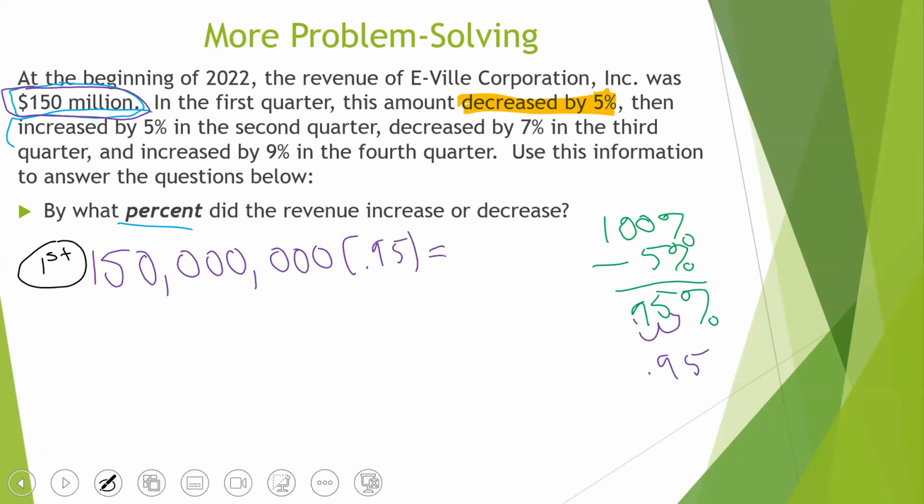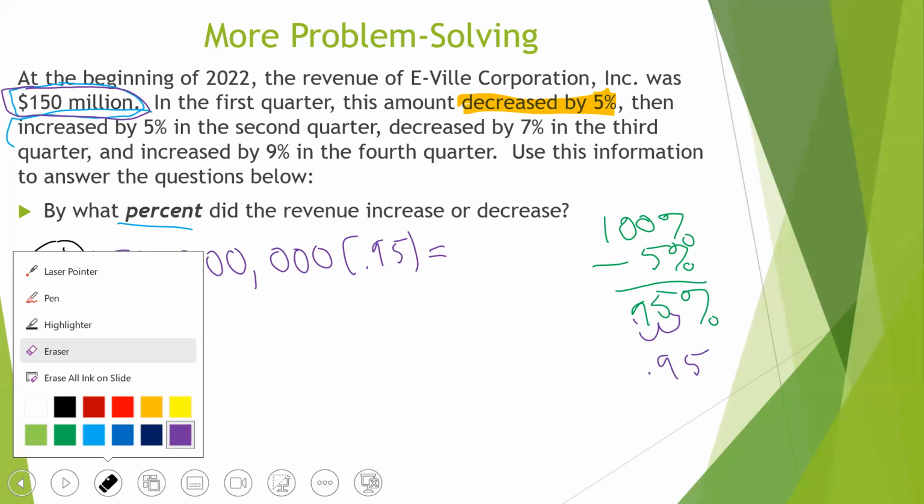Okay, and we can plug that into our calculator. And we get that the new revenue, or the revenue at the end of the first quarter, was 14,250,000. And sorry, I have that number wrong. It's not 14,250,000. It is 142,500,000. My apologies.